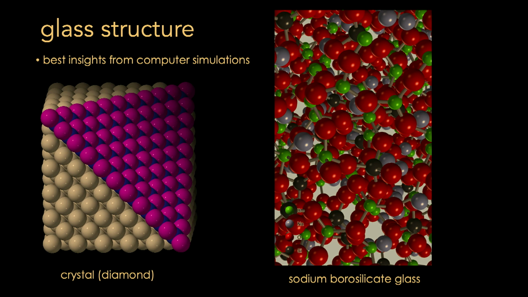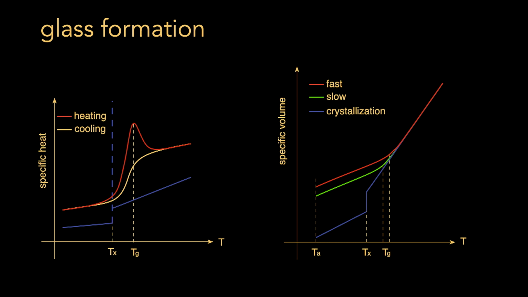But so when you form a glass, we've already seen the picture of the specific heat. On the left, you see the specific heat that was explained before. If you compare that with the crystal specific heat, that's the blue line on the bottom. That specific heat has a certain value below Tx, which is the crystallization temperature. The glass transition always occurs above the crystallization temperature because it can't reach it.